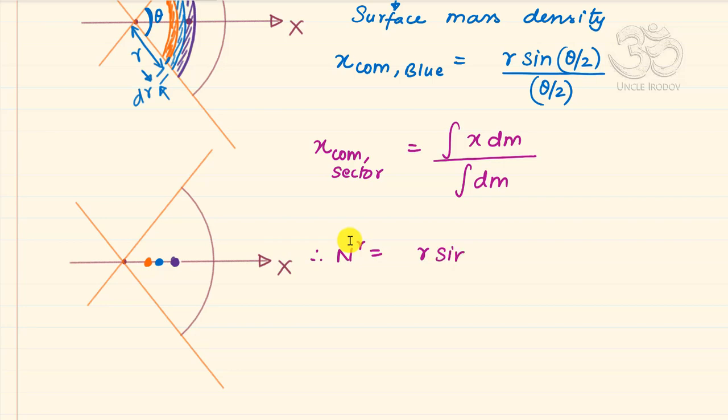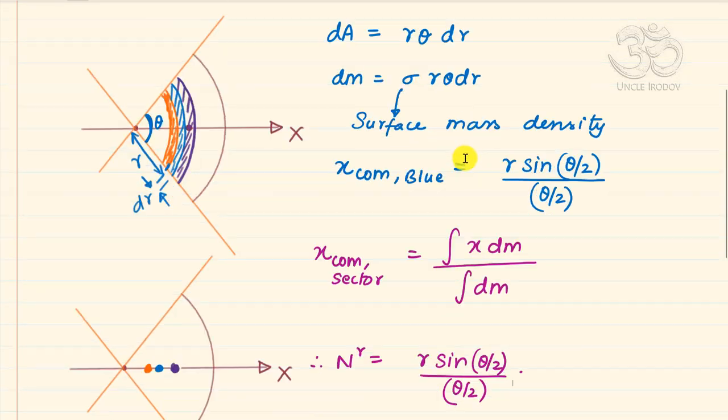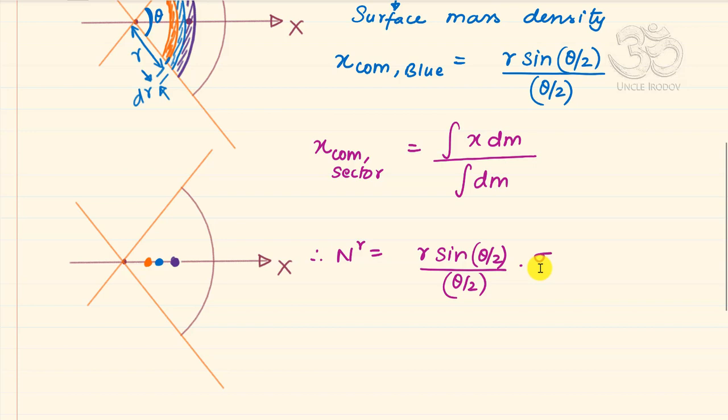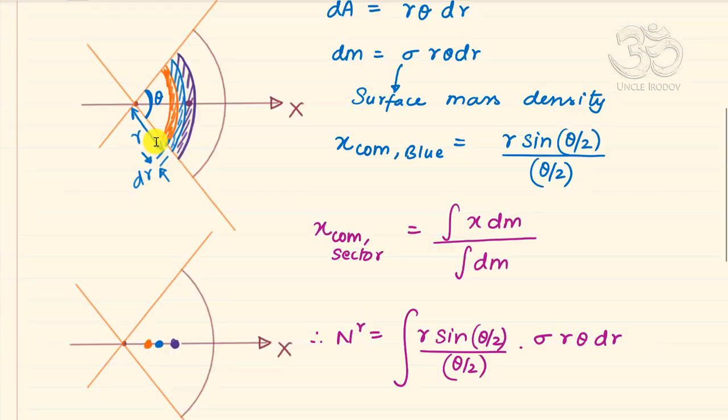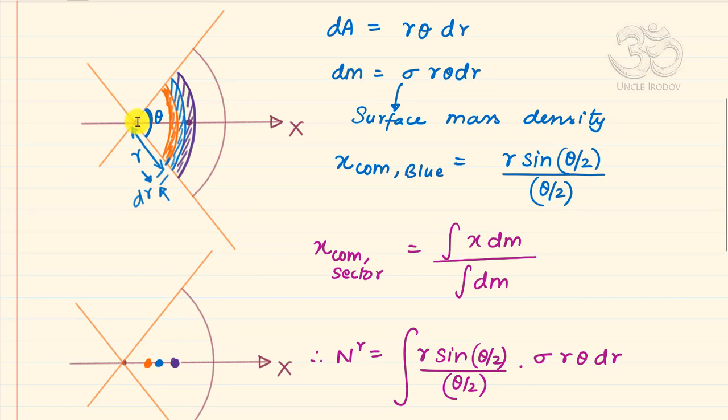The numerator will be r sine theta by 2 divided by theta by 2, that's the value of x, times dm, sigma r theta dr, and integral of all that. And the variable of integration here is small r. So the values of small r are going to vary from 0, when I will be talking about a very small chunk near the center, to capital R, when I am going to talk about the last chunk, which is probably this brown colored chunk here.